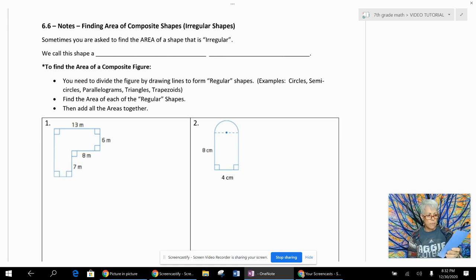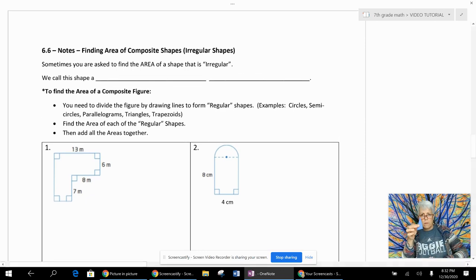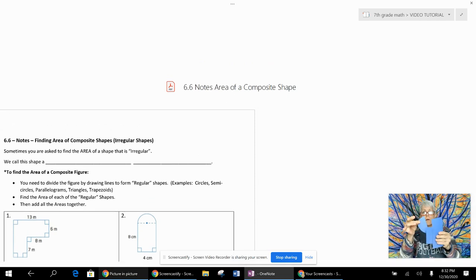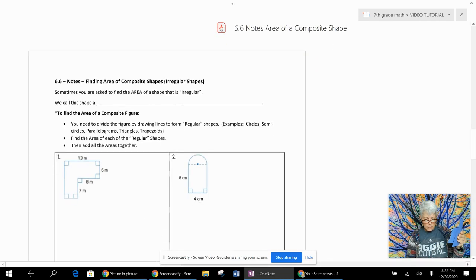Base times height. And what is this? Oh my gosh, you know what? This is a trapezoid. One set of parallel lines. And there's the height, there's base 1, base 2. Or instead of finding the area of a trapezoid, maybe you didn't like that formula, you could find the area of a rectangle and then find the area of this triangle. Once you have found the area of the triangle, the rectangle, the square, and the half circle, then you would add them all up. Whoops, this kind of slid.